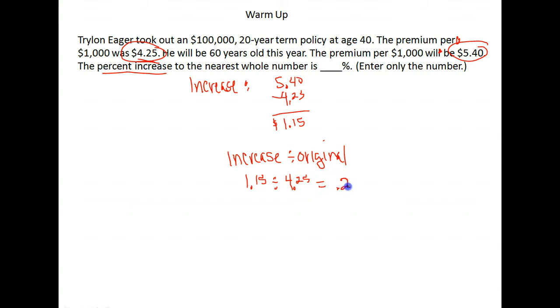When I do, I get 0.27058. We want that as a percent, so we move the decimal 2 places to the right, and that gives us 27%. We don't want to include those decimals on the end because they wanted it to the nearest whole percent. Now we're typing this one in, so we would just put 27.